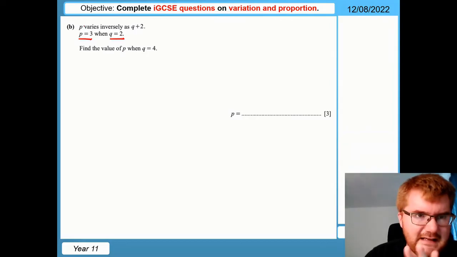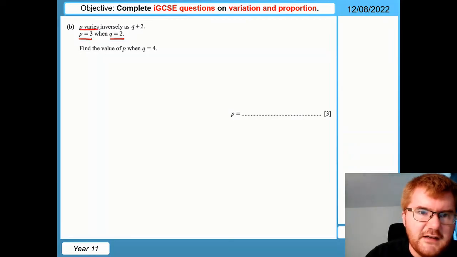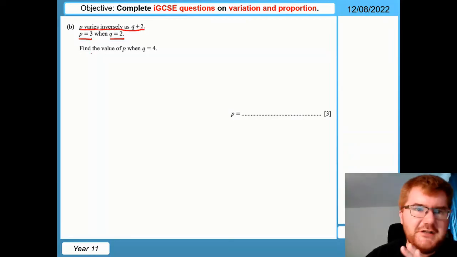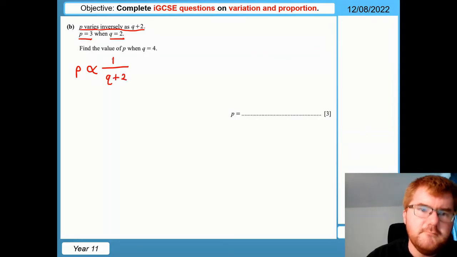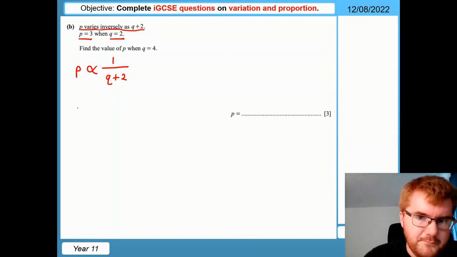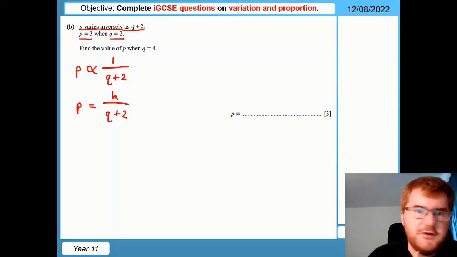So let's translate that statement right at the start into a proportionality statement. p varies, fish symbol, inversely, fraction with a 1 on top, and q plus 2 just goes on the bottom. Translate it into an equation. So p is equal to some constant k on the numerator over q plus 2. So q plus 2 stays together at the bottom. And then we just want to work out what k is.